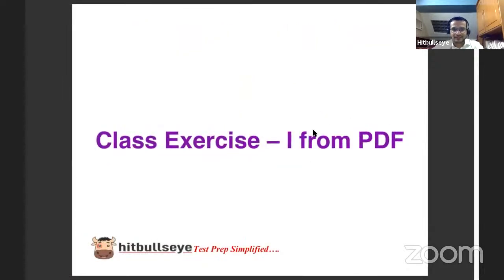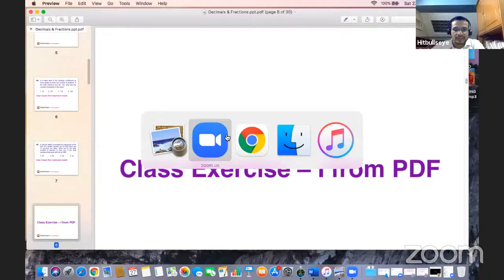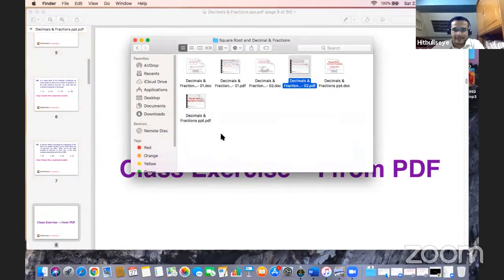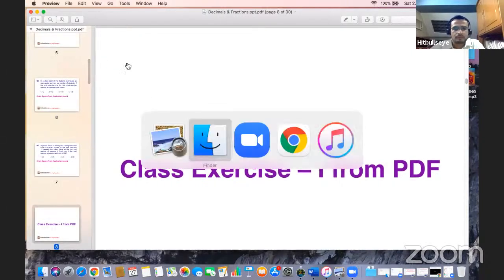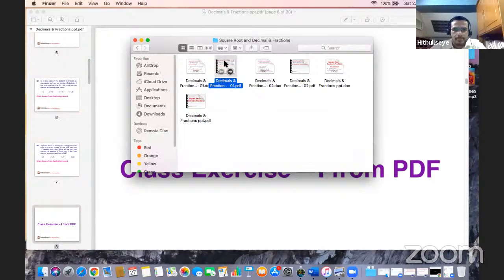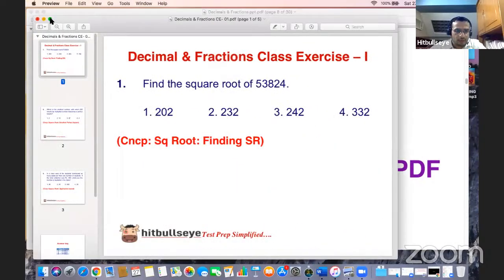All right, let's look at class exercise 1, and you will be getting close to 90 seconds for solving this class exercise. So I'll quickly go to the class exercise and you have to solve it. Once you solve it, we'll discuss. These are again very similar questions to what we have just solved. Please confirm.